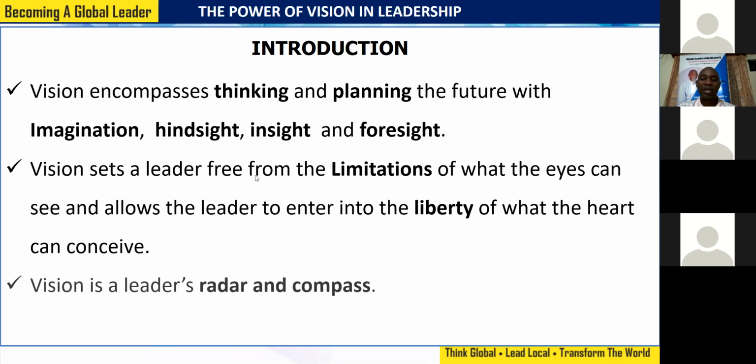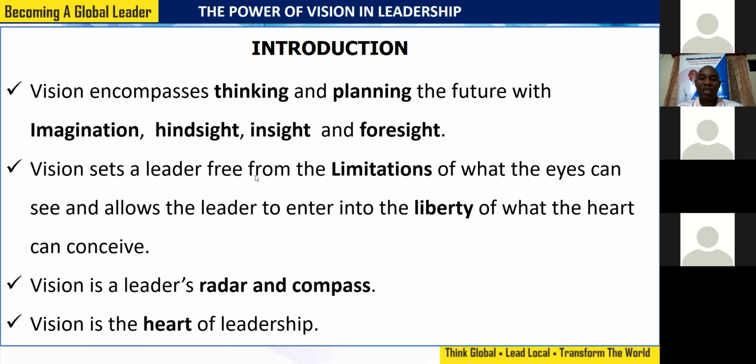We shift from what we see to what we can imagine and feel in our hearts. Vision is a leader's radar and compass. It tells you when you're getting off track. It tells you when you need to get back on track. So vision is the compass, which tells you which direction to take and which direction not to take.